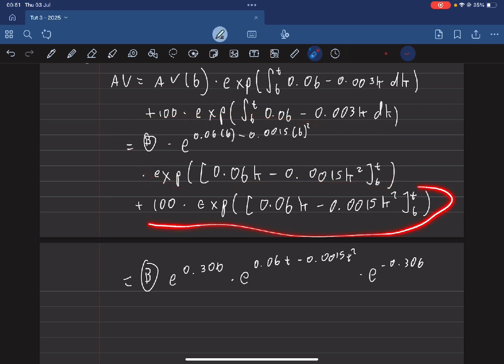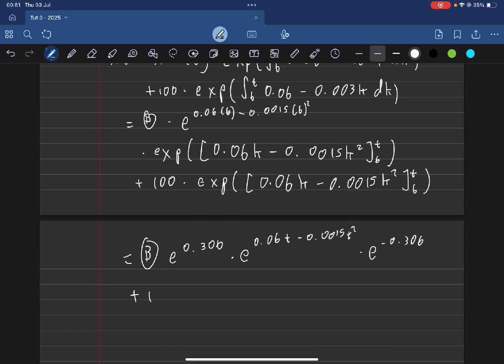But now we also need to do the one for the second part. So it'll be plus 100 times, when we sub in t, we're going to get e to the 0.06t minus 0.0015t squared. And when we sub in 6, we're going to get e to the negative 306. Okay, so the first thing that's quite nice is that and that cancel.